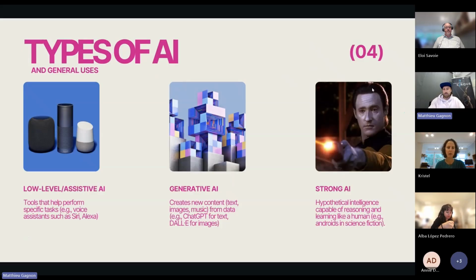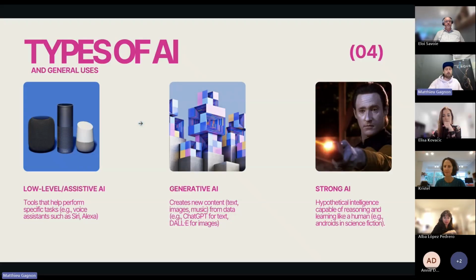So there are 3 types of AI. The first type is low-level or assistive AI that we know very well. These are tools that help perform specific tasks. Good examples are Siri, Alexa, Google Assistant. All those assistive AIs can answer specific questions and have a specific set of answers predetermined in them, depending on your question. So that's the first level of AI, pretty much in use for a long, long time.